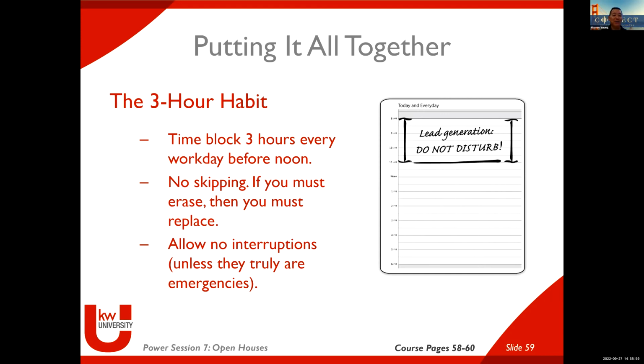All right. Okay. No skipping. If you must erase, you must replace. They always say that, and it's good practice when you're first getting started. If you really want to get good, that's what those top producers do. Now, the average realtor, by the way, only does 3 transactions a year. Did you know that? In California, 3.